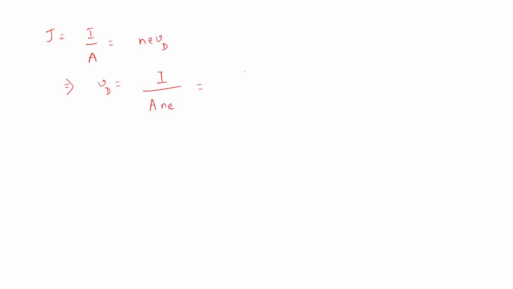Now you just put the values: 1.4 ampere, and A is 7.85 into 10 to the power minus 7, into number density 8.5 into 10 to the power 28, into electronic charge 1.6 into 10 to the power minus 19, and this will give you your answer. It will come out to be 0.131 into 10 to the power minus 3 meter per second.